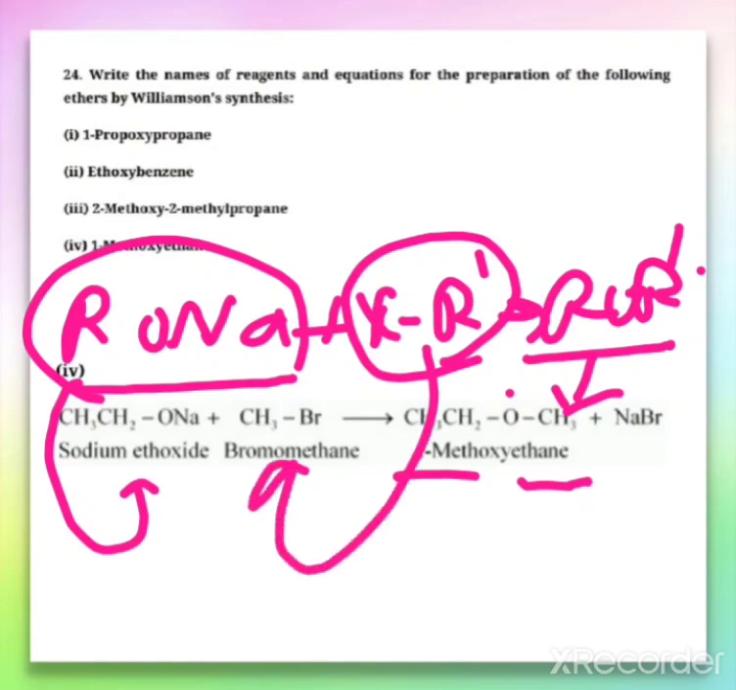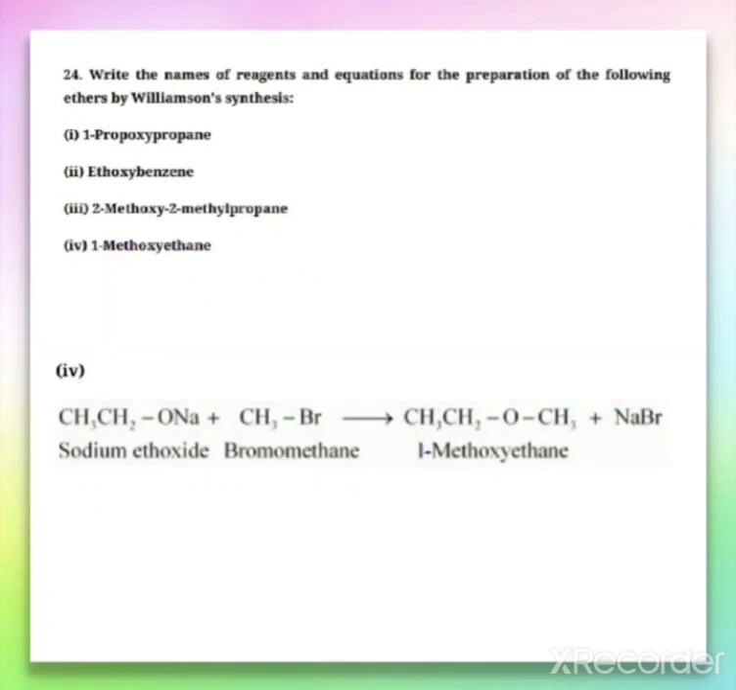So this is the method and you have to follow that method. Tertiary halides do not undergo substitution, they undergo elimination. So you should not use a tertiary halide in the case of Williamson synthesis. So this is all about question 24, which is based on ethers. So thank you.